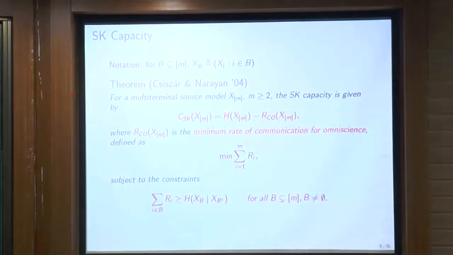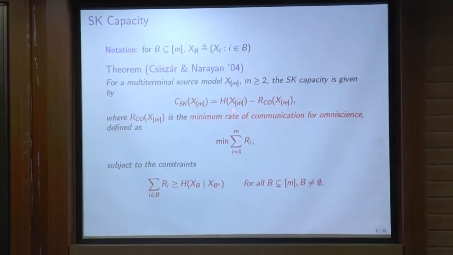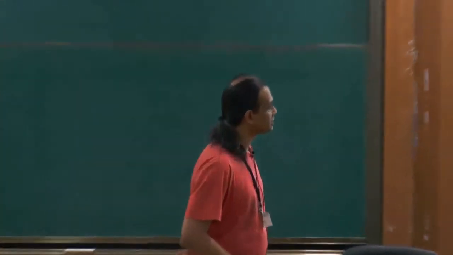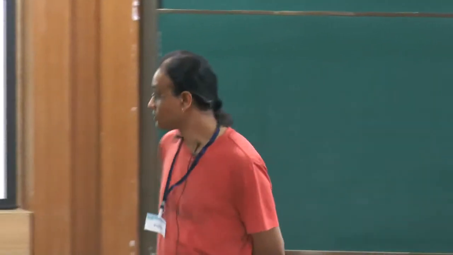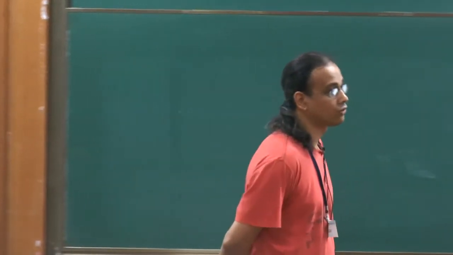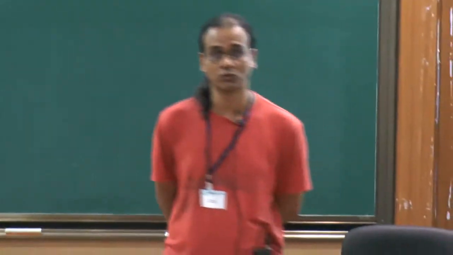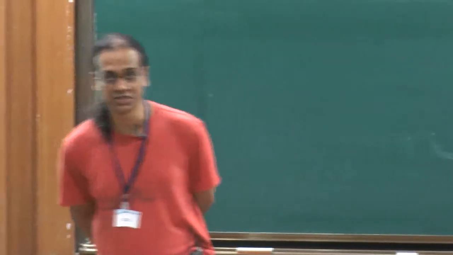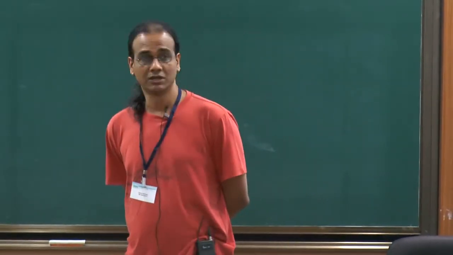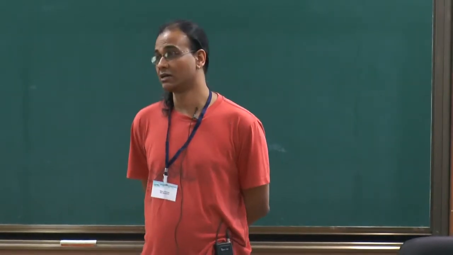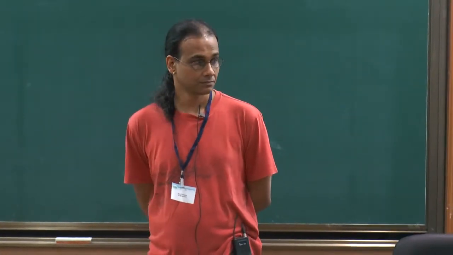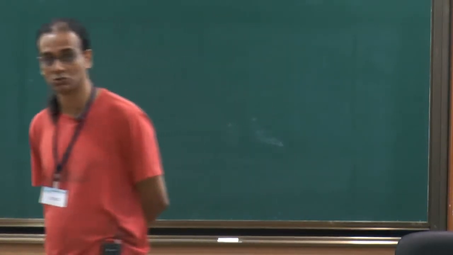It is the total entropy of the source distribution, and then from that you subtract what is called the minimum rate of communication for omniscience. That is, this R_CO is basically the minimum sum rate of communication required. We are accounting for the communication from all the terminals within this model, all the M terminals. The total communication required to ensure that each terminal is able to recover the entire observations of all the terminals. Okay, omniscience. Each terminal becomes omniscient.